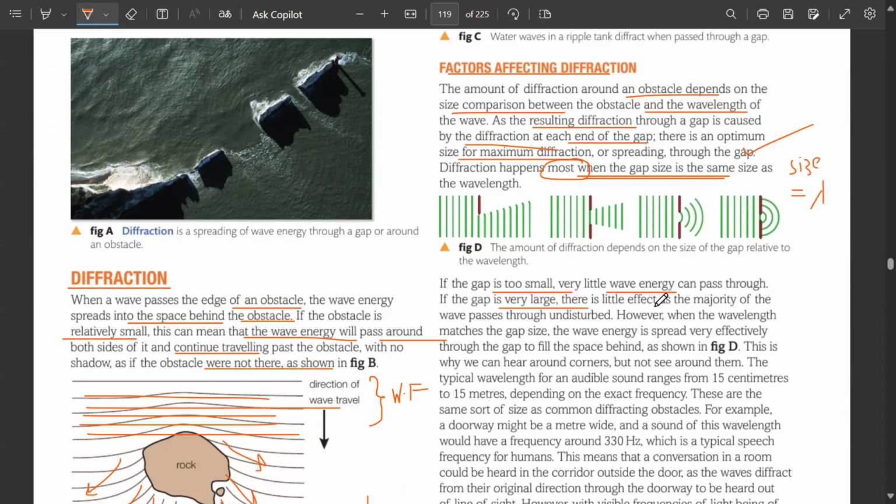But if a gap is very large, energy would be very good क्योंकि वो undisturbed होगी. You can see over here there was a very large gap. So it went mainly undisturbed. Less diffraction, more energy transferred. But the narrower the gap, the more the wave bends, the more the diffraction.